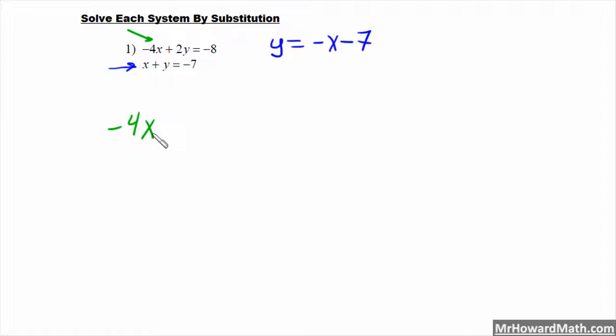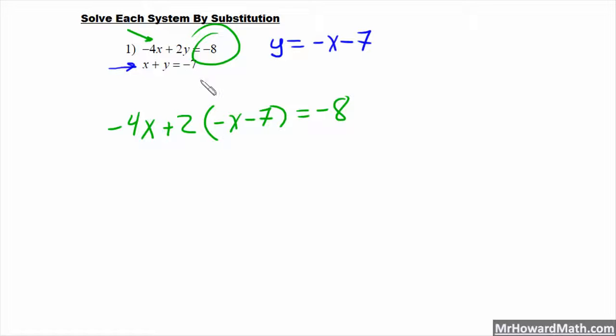So -4x stays the same. That's this -4x. Now, instead of plus 2y, I'm going to substitute -x minus 7 in for y. So 2 times (-x minus 7) equals -8. That -8 stayed the same. Now work that out. You will notice we now have only one variable, x, so we can actually solve for that.